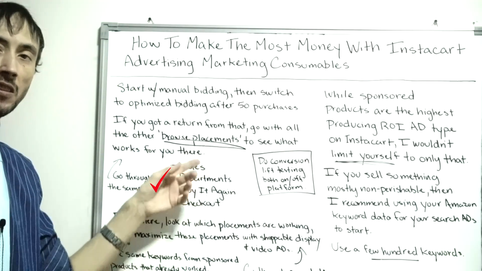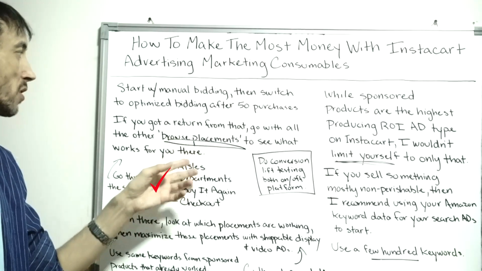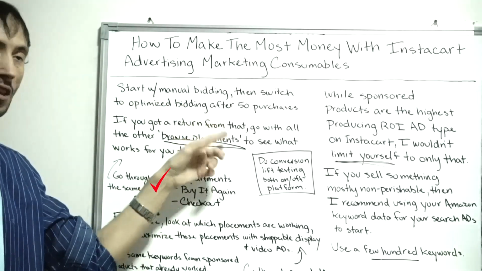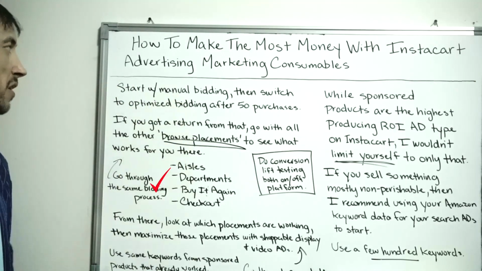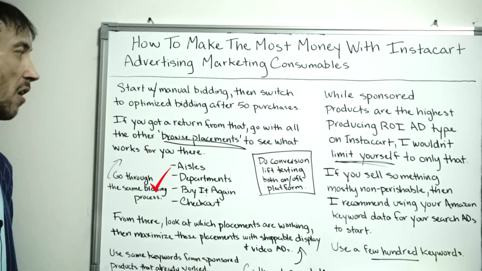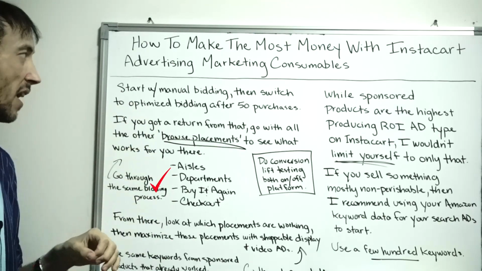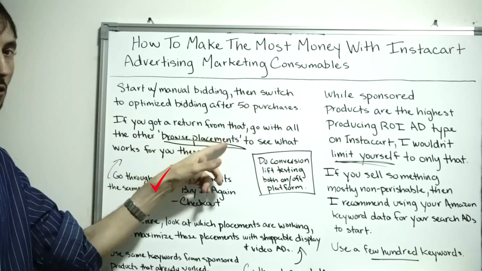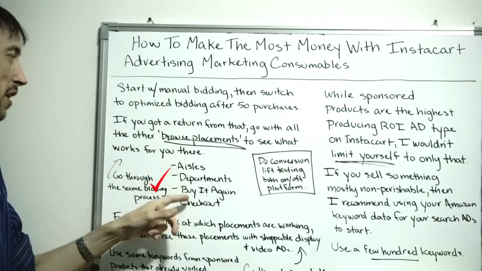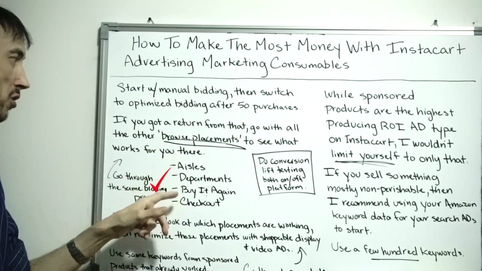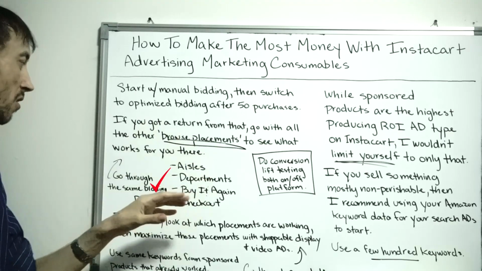And then when you get 50 sales here, I would switch over to the optimized bidding again, just like you did on the search placements, using the sponsored product ads. So there's the search placements and then there's the browse placements. You start with the search placements and then you do the browse placements after, and see what return you can get from each one of these individually. You just test them all.